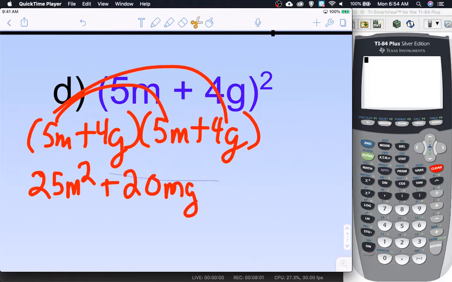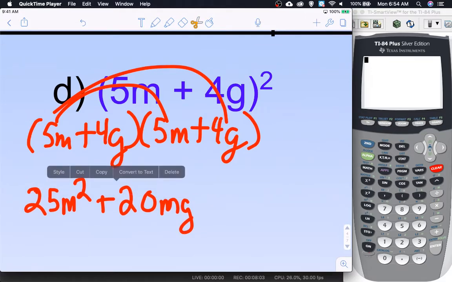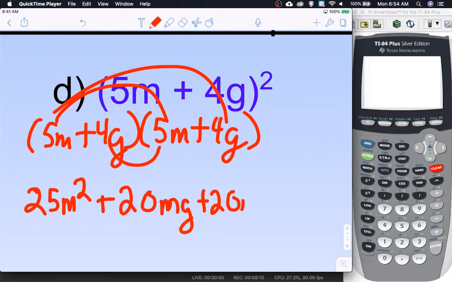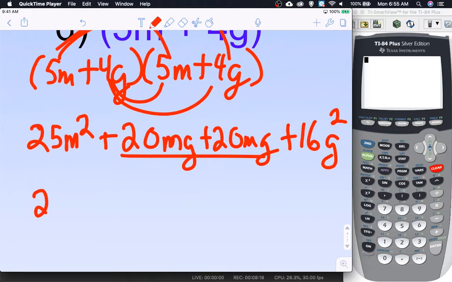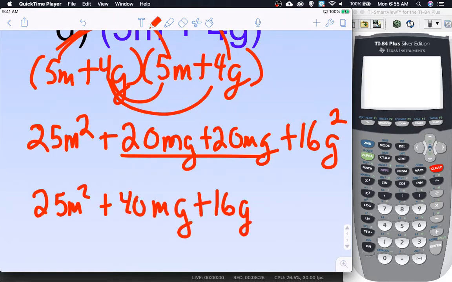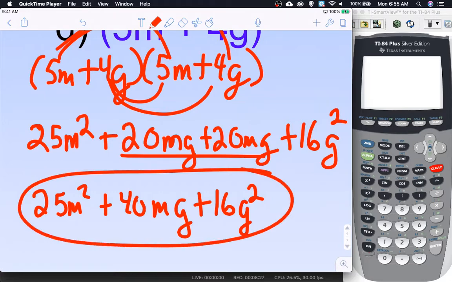I was deciding whether I should make it a gm or an mg, and it doesn't really matter. And then we have another positive 20mg and a positive 16g squared. My middle terms combined together: 25m squared plus 40mg plus 16g squared is our final answer.